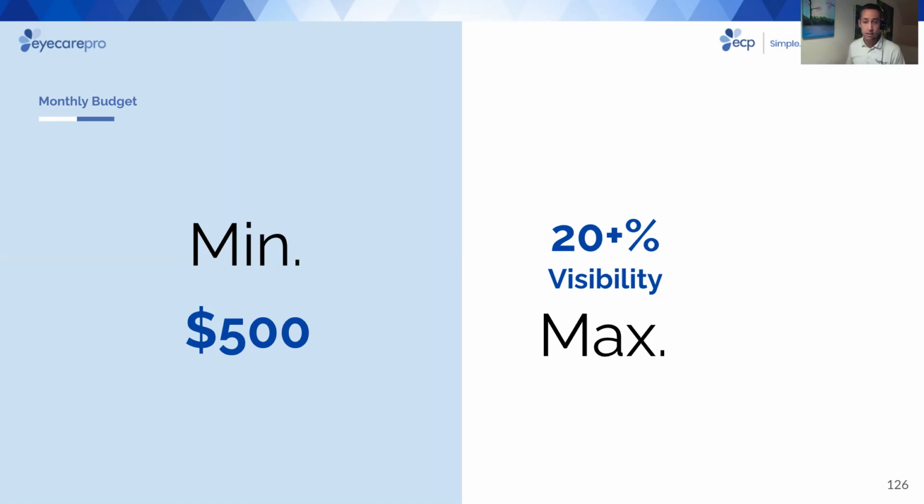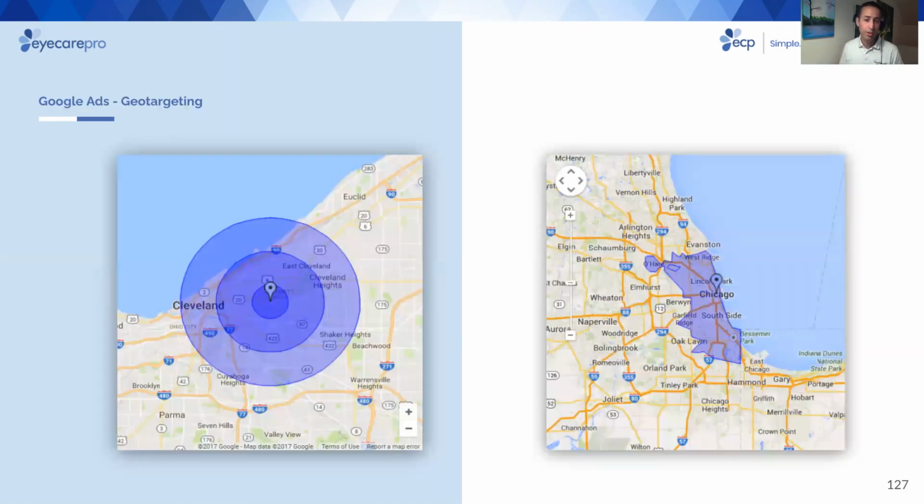Now, next up, okay, budgeting is obviously key, but the next biggest question that everybody has is, what area should I target with my ads? Now, what's the ideal geo-target around the practice to run ads? Now, obviously, it depends a lot on location and many other factors, but typically geo-targeting can be done in a radius around the practice, as you can see here on the left, or by a zip code or city, as you can see on the right.